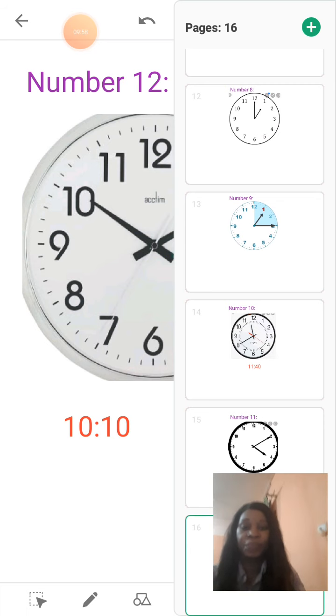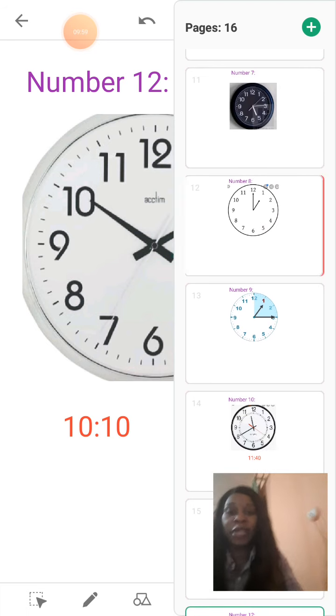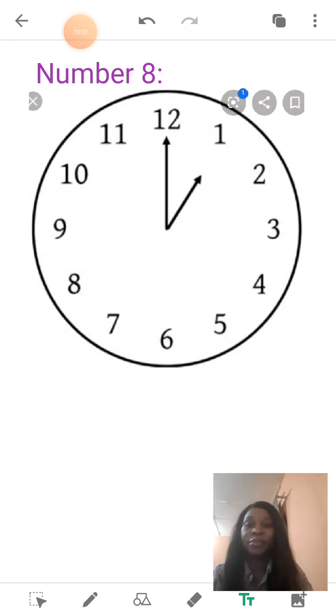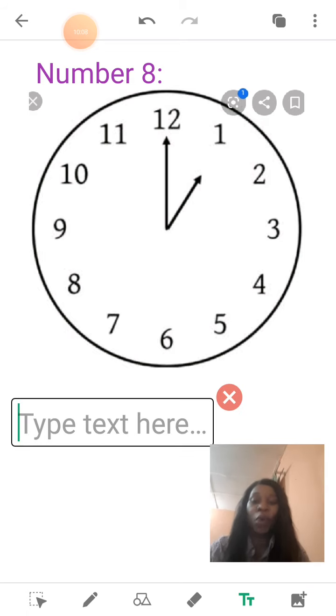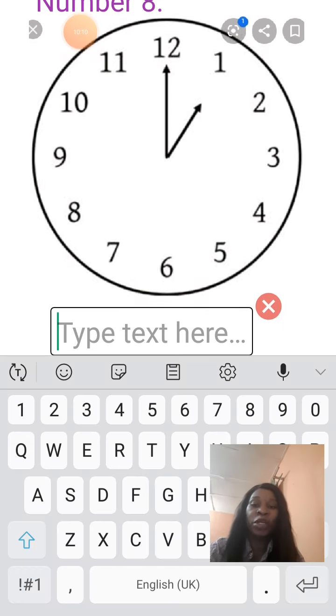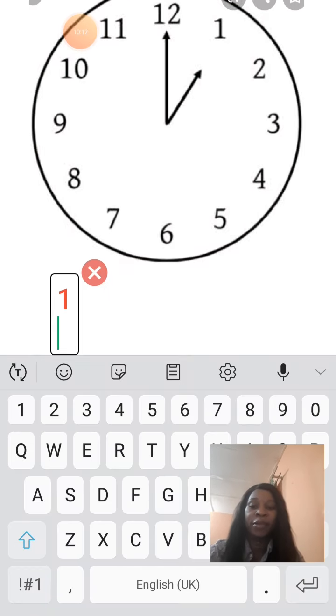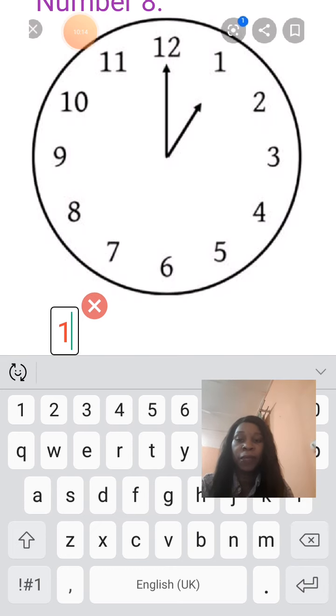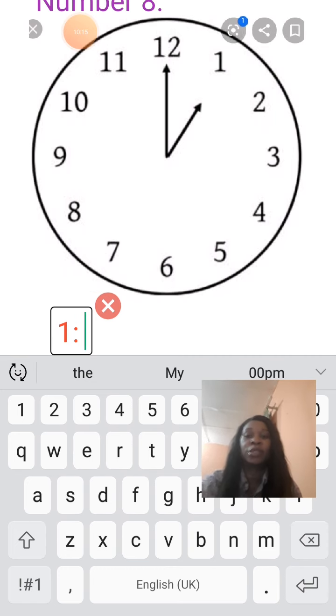Let's try one more. The one that has the clock. Yes, here we have the 12 and the 1. The hour hand is on 1. So I write 1 and I make my 2 dots. Now the minute hand is on 12. Will I write 1:12? No.